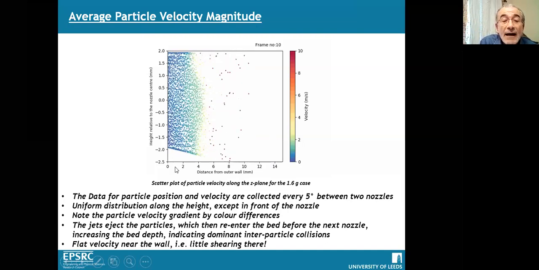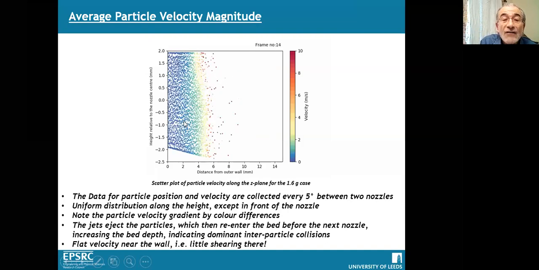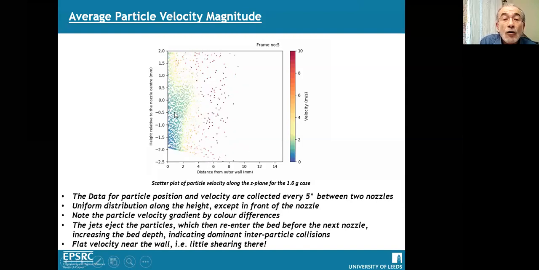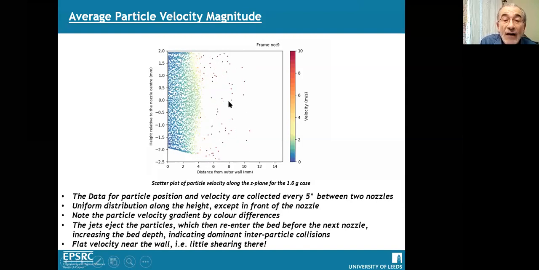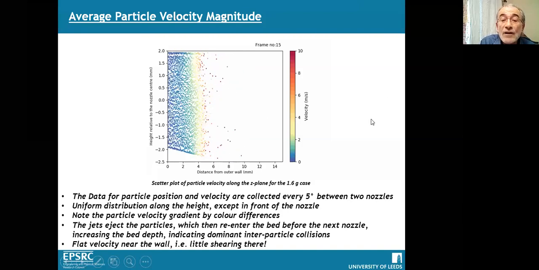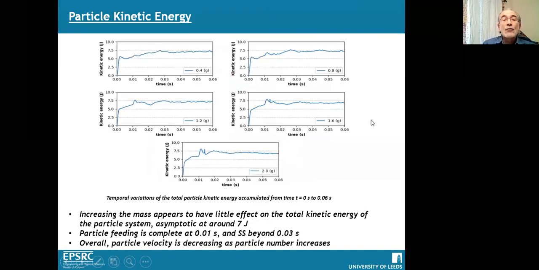So basically, as I said, we have a rather flat velocity profile in here because they are all blue, moving very slowly, while at the surface we have significant fluctuation in the bed due to the jet action. So we now come to the kinetic energy calculation.